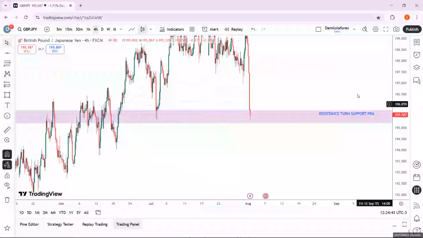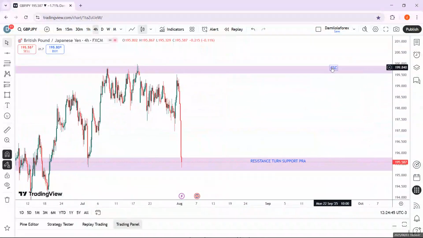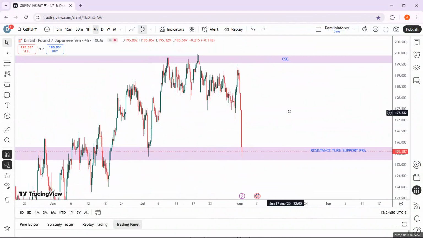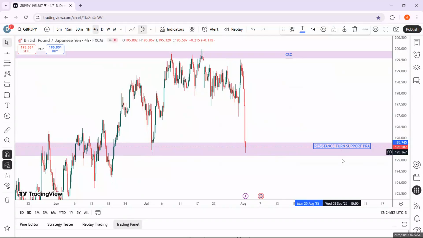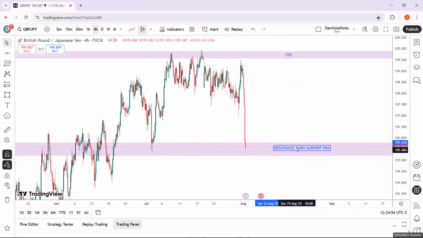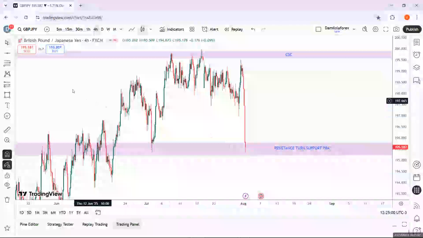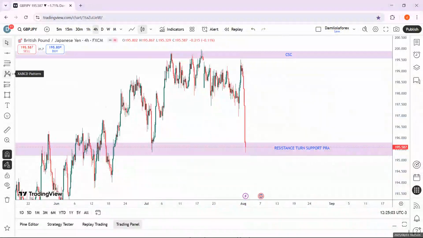Okay, so easy peasy. We'll come to our 4 hours time frame. So this CSC, like we said, is our take profit 1. Okay, so now we know that price is at a zone of liquidity now. That is this resistance zone support PRA. PRA, like we said, means potential reversal area. So all of these are zones of liquidity, and we're expecting liquidity to come in at this zone.